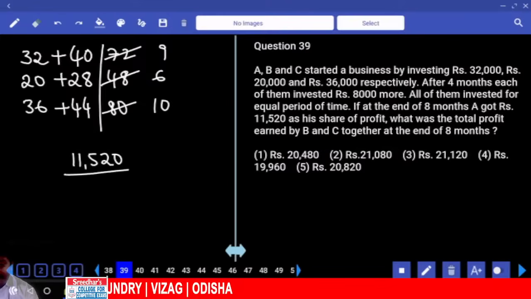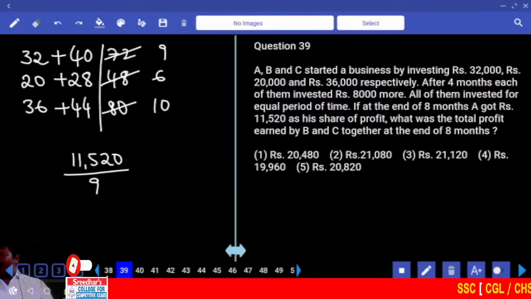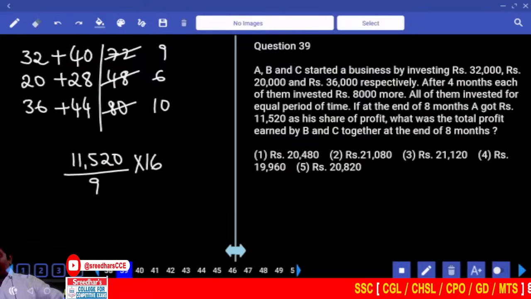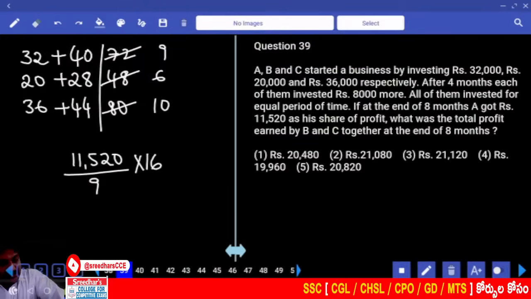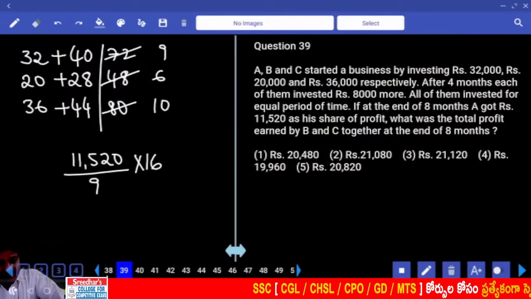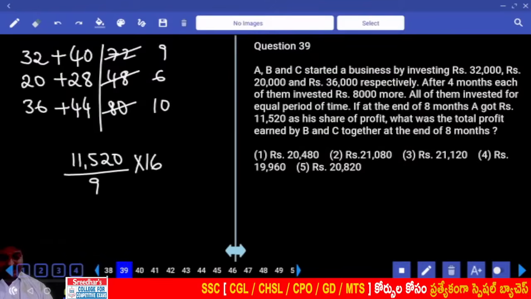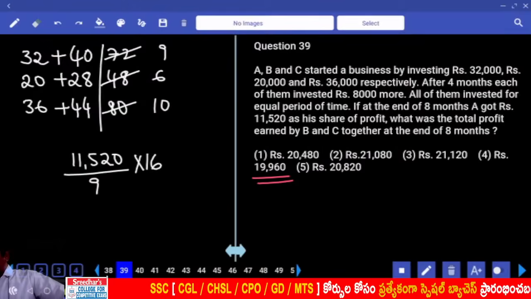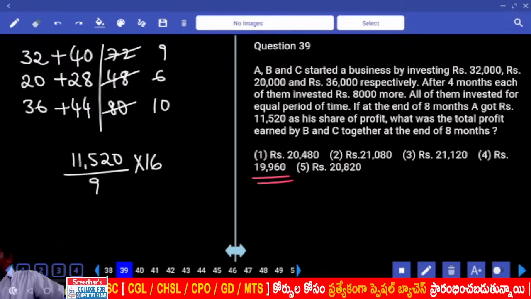11,520 is the profit received by B, which is equal to 9 parts, so 1 part is equal to 11,520 by 9. The question is about B and C's profit together, which is equal to 16 parts into that value. Are you fine? We cannot verify the last digit, but let's see our luck, because there is only one option which ends with 60.